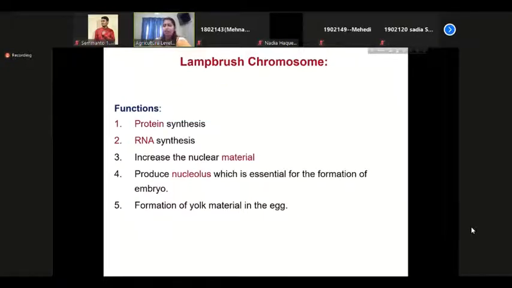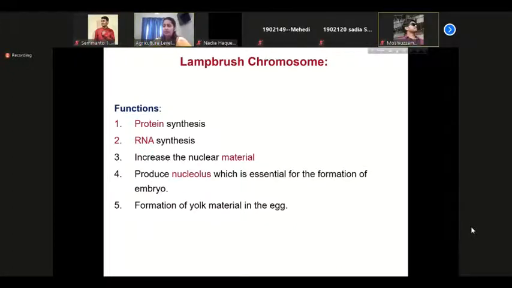So, the function of the Lamb-Brush chromosome. Of course, they are chromosomes, they have DNA, they must be involved in protein synthesis. This is the normal thing, everybody knows the functions of chromosomes. Protein must be synthesized in the Lamb-Brush chromosome. For synthesizing protein, of course, they first have to go through a transcription procedure. By the transcription, they produce RNA.